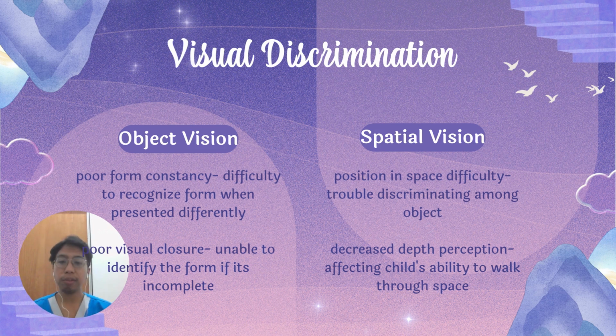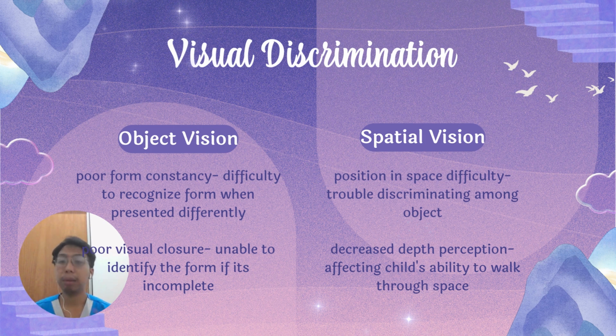So what happens if they have poor form constancy? They have difficulty recognizing a form when presented differently. Can you imagine children go to school, once written on the blackboard F, they know it's an F, but in the textbook they couldn't recognize this is also F because they thought it was different. So yes. And then what about poor visual closure?